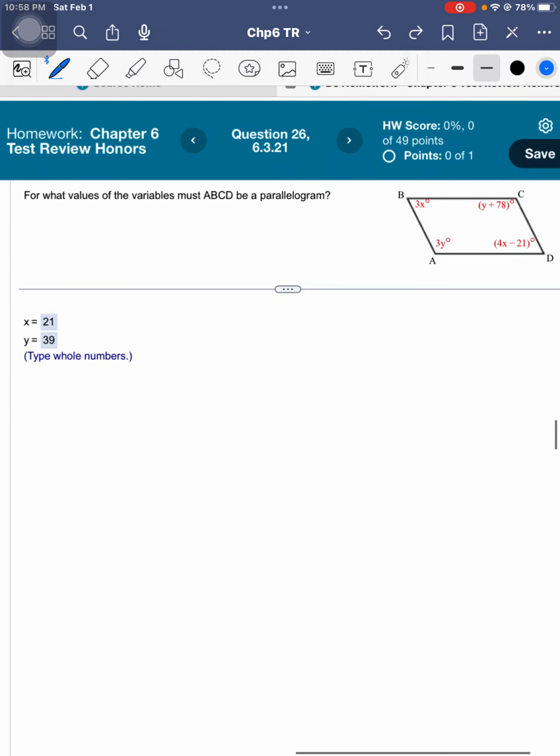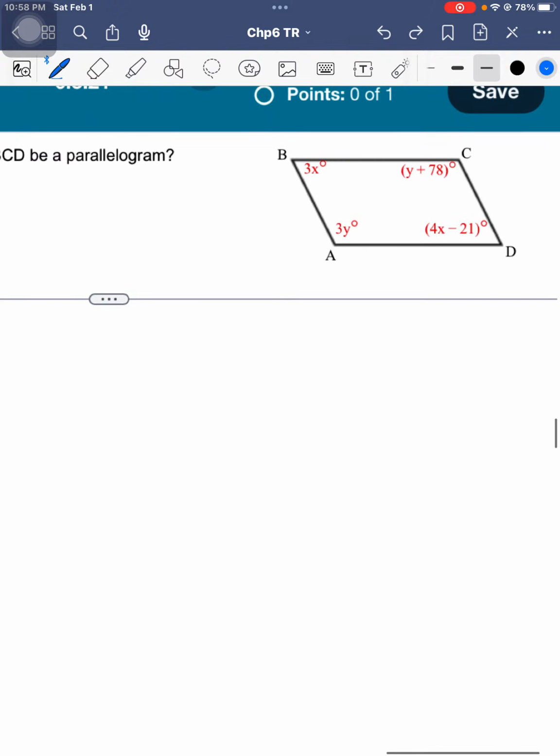Let's look at this one. For what values of the variables must A, B, C, D be a parallelogram? Once again, for the opposite angles, we could say these two are supplementary, but that's going to be a little more complicated because I have an x and a y. It's going to be easier if I use the fact that the opposite angles are congruent. Then I'm going to be able to find x and y pretty easily.